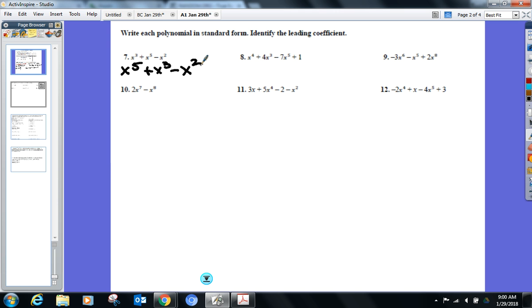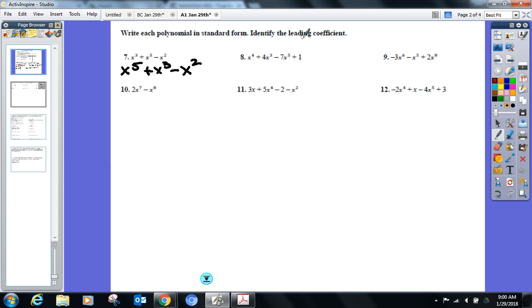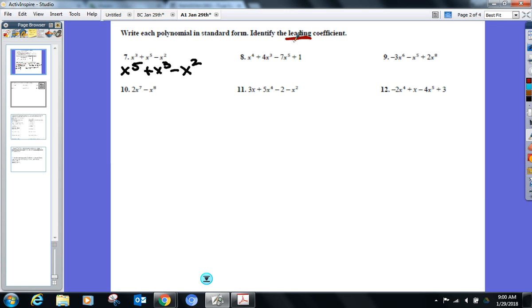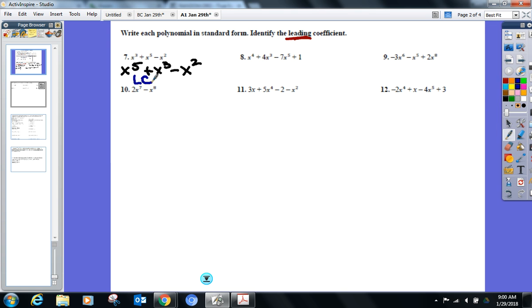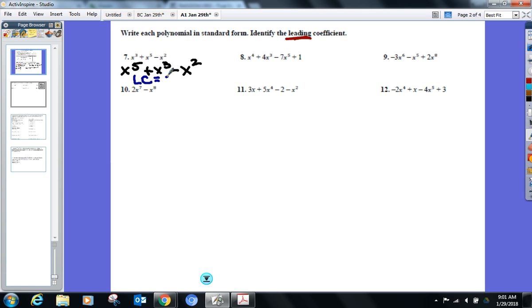Next question, it says identify the leading coefficient. That is the number out in front of the leading term. So everyone see my lead term is x to the 5th. No number is written next to it, but we know there's a 1. So that would be my leading coefficient. I'll call it LC because I'm running out of room. The leading coefficient would be 1. All good? Questions so far?